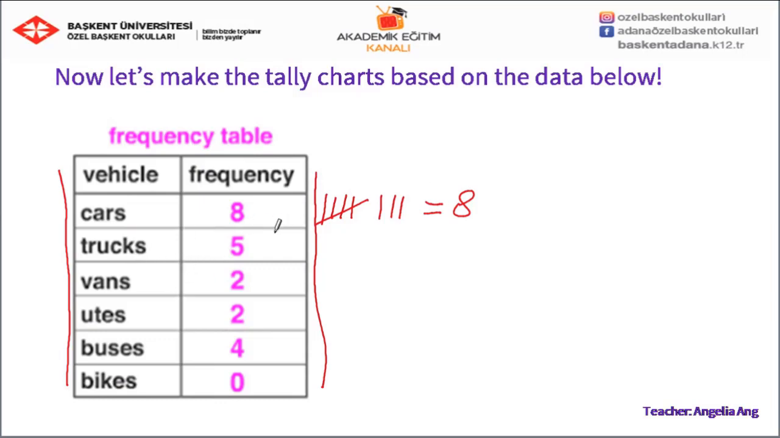What about the next? There are 5 trucks. So the tally is like this. Let's try it one more time. There are 2 fans. It is easy, isn't it?